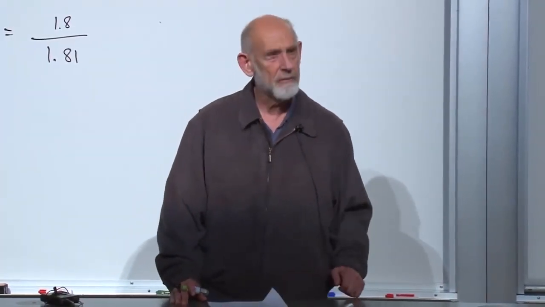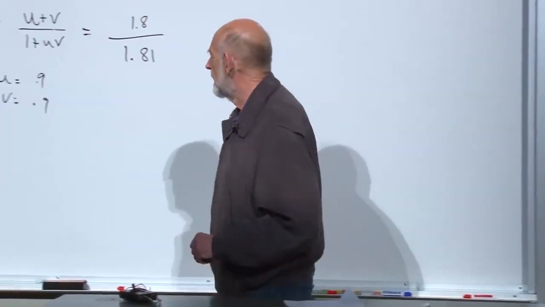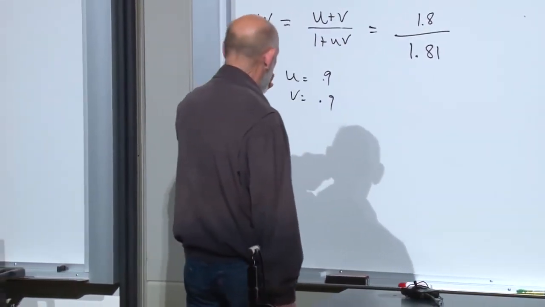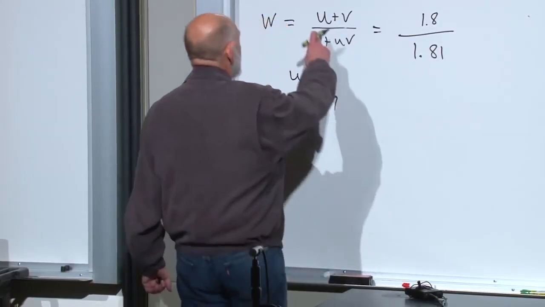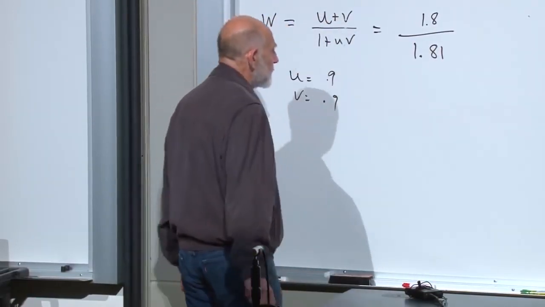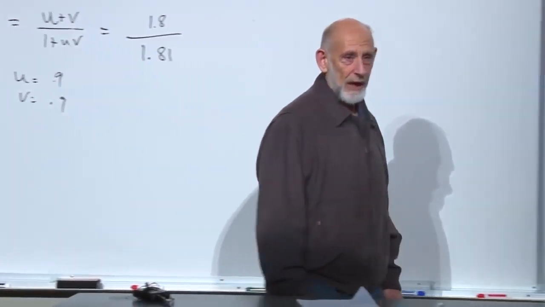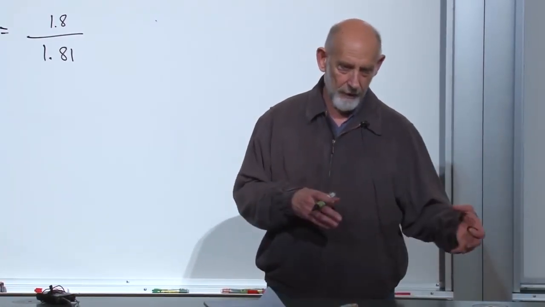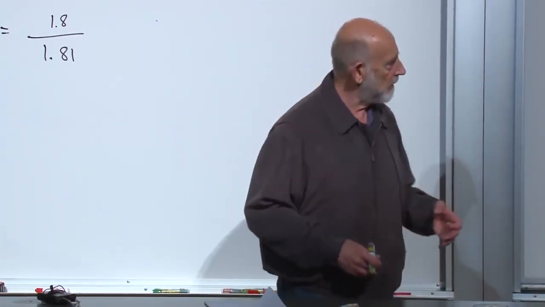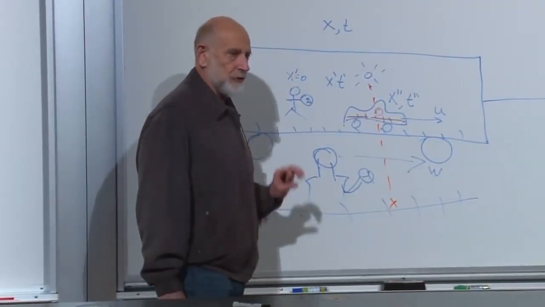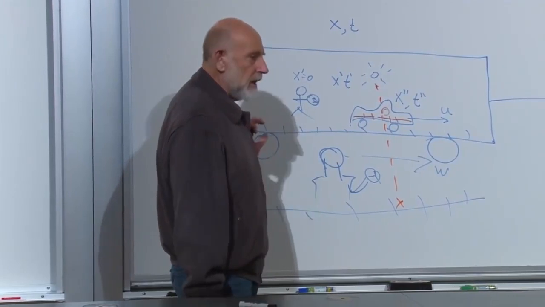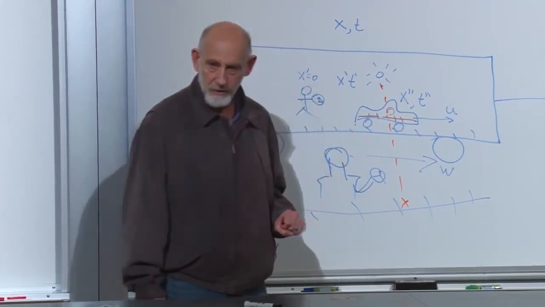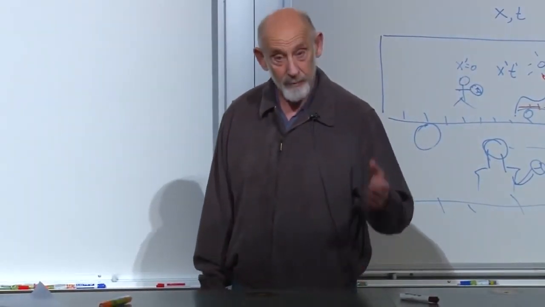If u and v are c, then w ends up being 2 over 2. If u and v are c, that means 1. Okay? Let's suppose u and v are 1. c and 1 are the same thing. Then u plus v is 2, and 1 plus uv is 2. So the net result is the speed of light again. Okay? So if each one is moving very, very close to the speed of light, in other words, if the kiddie car is moving relative to the passenger very close to the speed of light, and the passenger is moving relative to the station very close to the speed of light, the result will be that the kiddie car is moving relative to the station even closer to the speed of light, but not in excess of it.